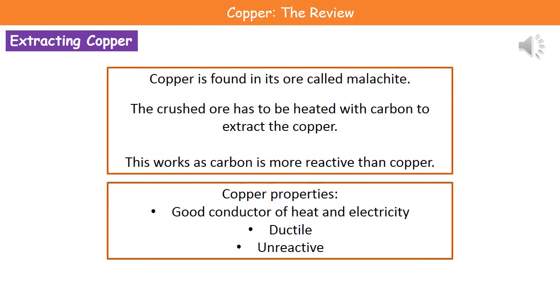Now, the reason we're actually bothered about getting copper at all is because it's got a few properties that make it incredibly useful to us. First of all, it's a good conductor of both heat and electricity. It's ductile and it's unreactive. So this makes it very useful for everything from electrical cables to the water pipes in our homes.